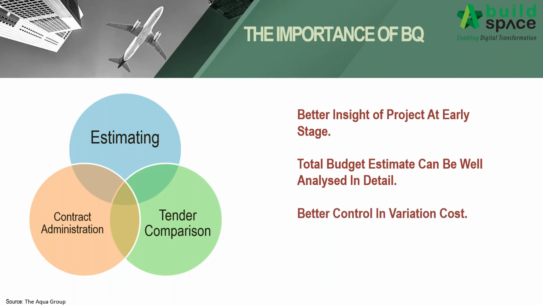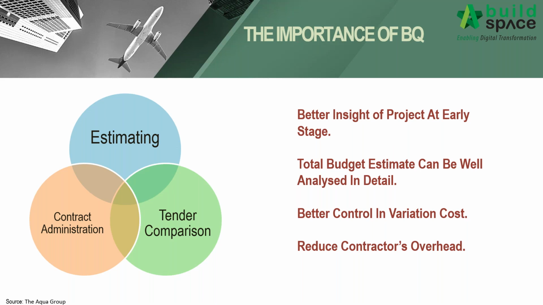Next, with BQ, we can have better control in variation cost, as BQ provides the best means of controlling the cost of variations in the contract. Substantially, this will reduce the risk of a project going over budget. Also, the contract BQ is always used as a basis to evaluate variation cost, with the contract rate as our cost estimates. The last one is that BQ helps to reduce contractors' overhead.